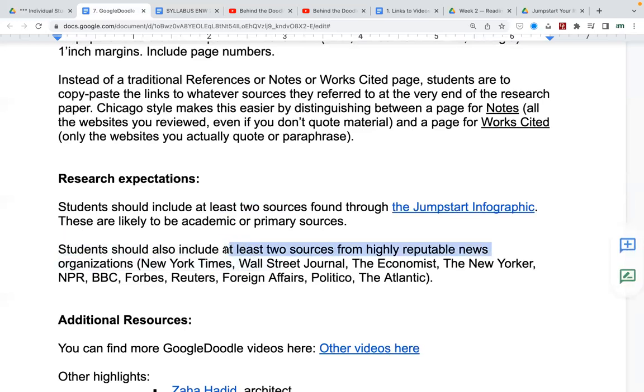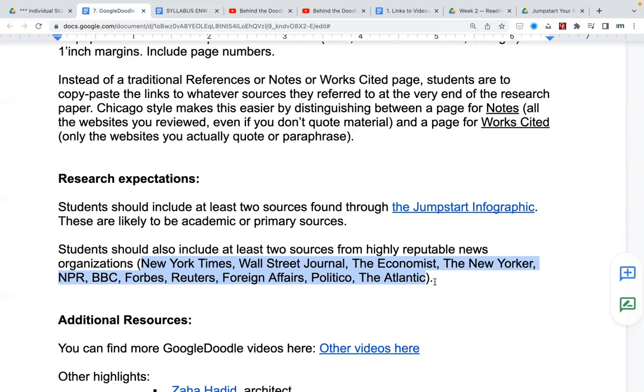As far as research expectations, along with the two academic or primary sources, please include two highly reputable sources from news organizations. So the following newspapers are kind of renowned for having fact check departments, for being accountable. When they mess up, they issue corrections the next day. So these are reliable sources. They are not infallible by any means, but they have journalists who are well trained and ethical. So these are the places to go.